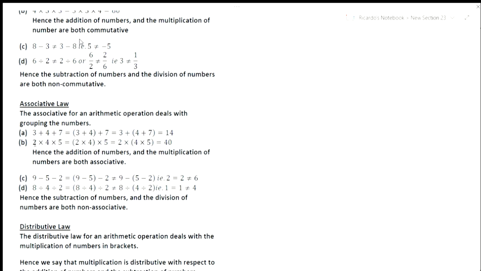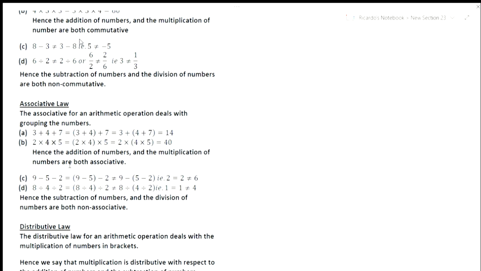If I multiply them 2, 4, 5, right? It will equal to if I group the first 2 numbers and multiply them, then multiply the 5, or if I multiply the 4 and the 5, then multiply the 2, I will still get the same answer. Okay, so what this is saying, hence, addition of numbers and multiplication of numbers are both associative.